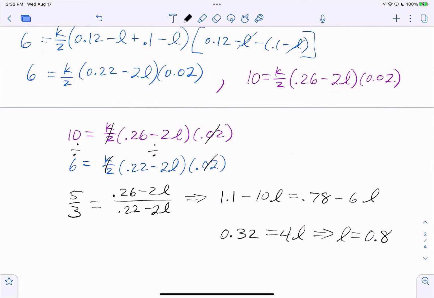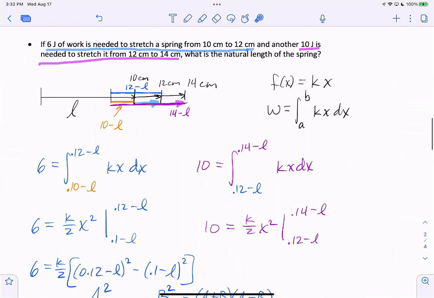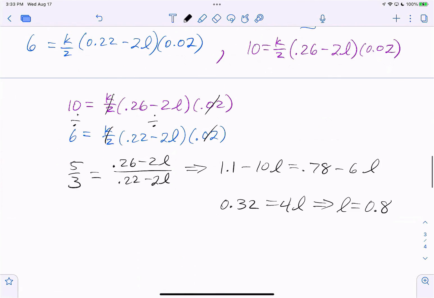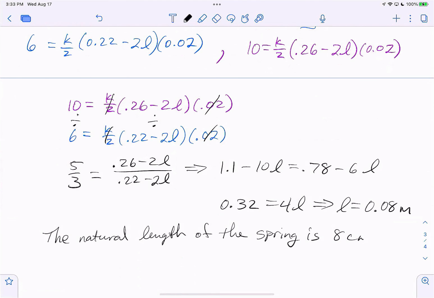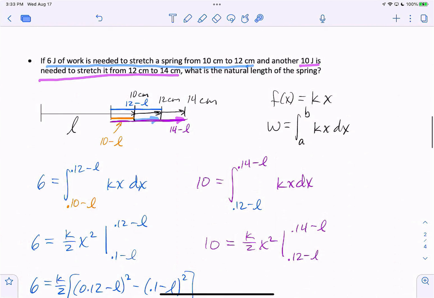Let's go back to our problem here. And what we had done is we had these limits in meters, right? So this is 0.08 meters. We now can say that the natural length of the spring is 8 centimeters, and that makes sense because at the outset we kind of expected that length to be shorter than 10 centimeters.